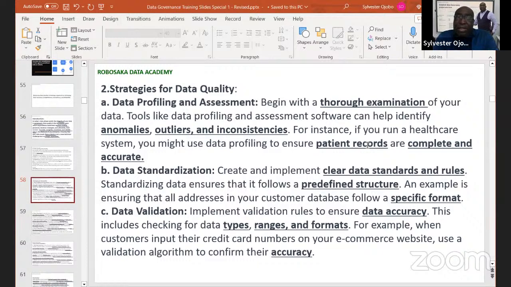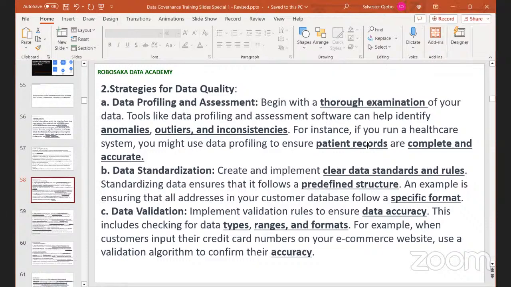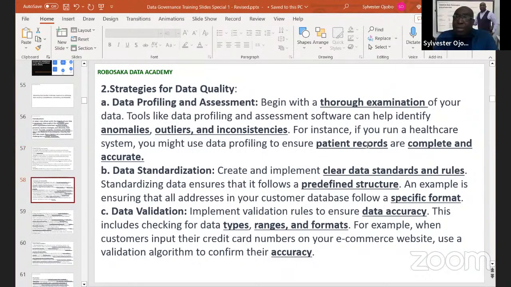So one of the strategies is actually data standardization. Remember this: you have to create and implement clear data standards and rules. This ensures that data follows a predefined structure. An example is ensuring that all addresses in your customer database follow a specific format. If not, there's going to be real big issues. Those working in insurance, business, banking, even healthcare and the legal sector, this is how the structure is. If it doesn't go that way, there are going to be problems.